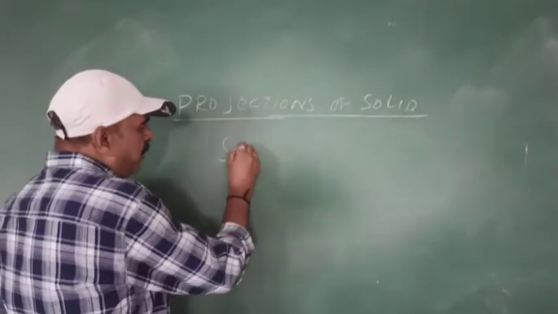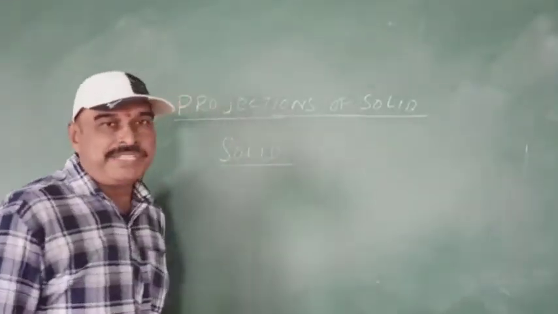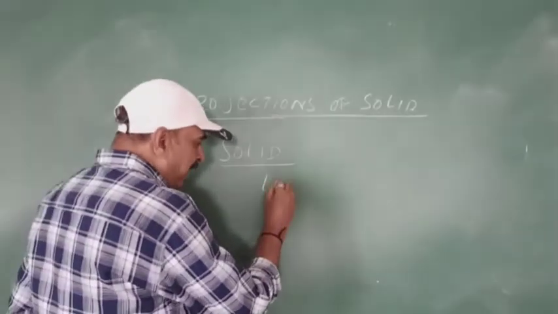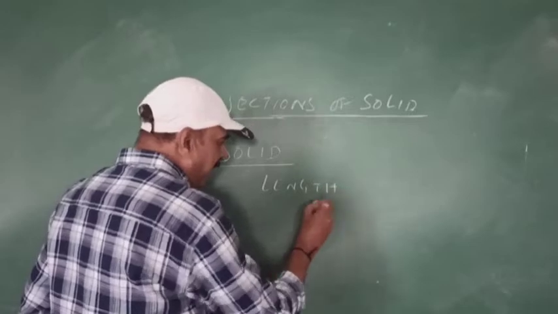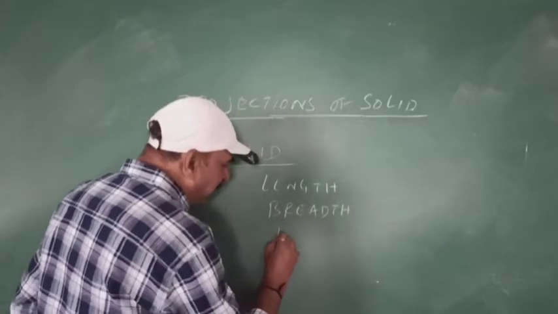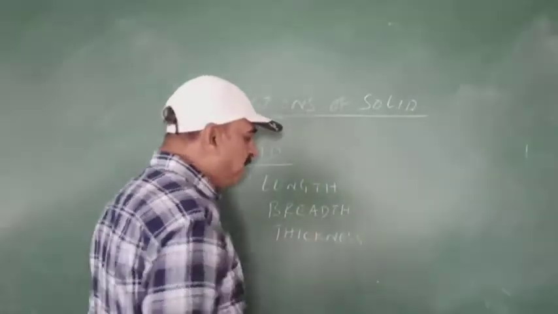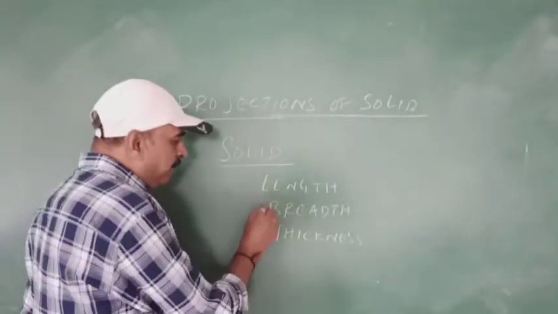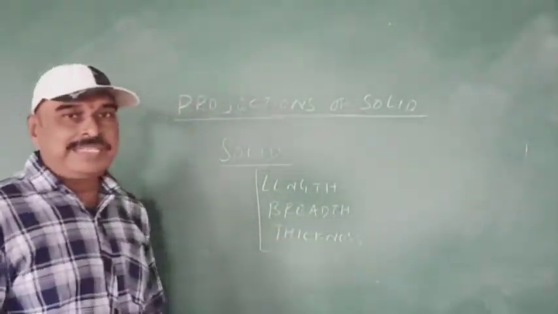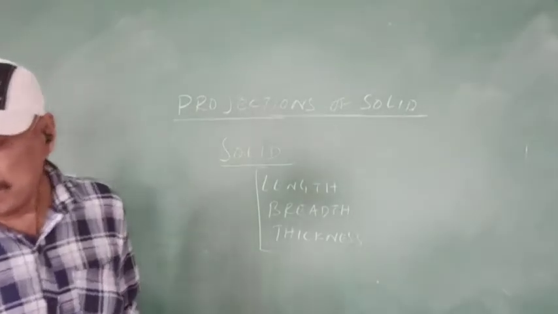Let us see what we mean by solid. A solid is a three-dimensional object which has length, breadth or width, and height or thickness. Sometimes we call it thickness, sometimes height. Length, breadth, and thickness or height. So when any object has three dimensions, then we can say it is a solid.